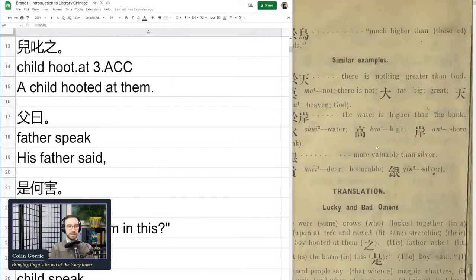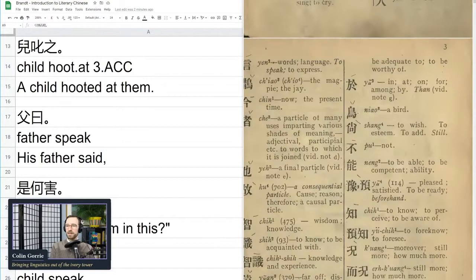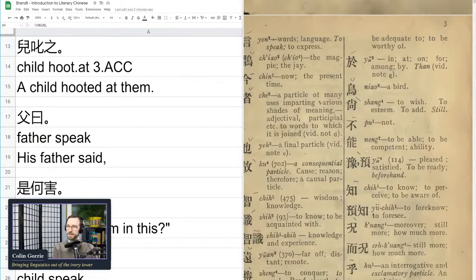Let's take a look in the textbook, and you don't have to take my word for it. You look at the vocabulary, and there's a tremendous amount of word class flexibility. What does that mean? That means that you don't just have a word meaning to be able as a verb, but you also have it in a noun form, being able, ability. So this is neng. We also have a preposition-like thing here, yu, which gets translated by this textbook as in, at, on, for, among, by, than, all sorts of things like that. Here's another example. Yan, which means words and language, but it also means to speak and to express.